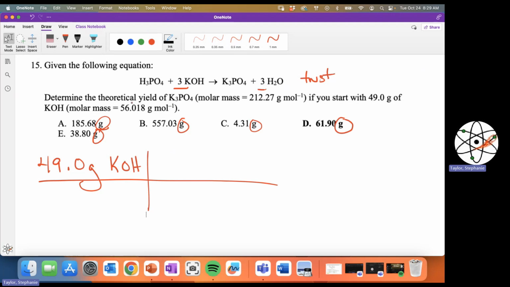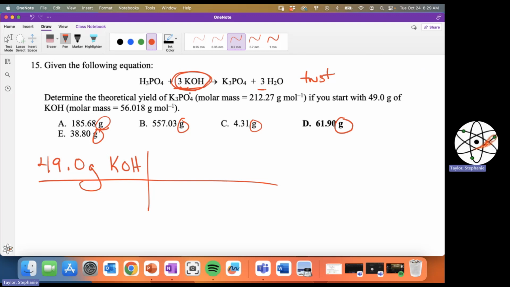Theoretical yield just means do the calculation, essentially. Technically anytime we're doing the calculation, we are doing theoretical yield because the calculation is theoretical. Actual would be what happens in real life. We're all in paper and pencil. It's not real life. Okay, so 49.0 grams of KOH, which is this reactant.